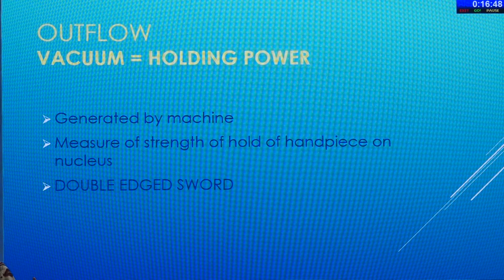So vacuum is basically a double-edged sword, and why do I say so? Because the vacuum settings we have to keep changing, depending on how much vacuum is to be used where. For example, if we are holding nucleus or we are holding cortex, the settings of the vacuum will change. We would need more vacuum to hold on to the nucleus than to the cortex. Similarly, the vacuum is being transmitted either through the phaco tip or through the irrigation-aspiration cannula. So this is how we have to understand when to use how much vacuum.